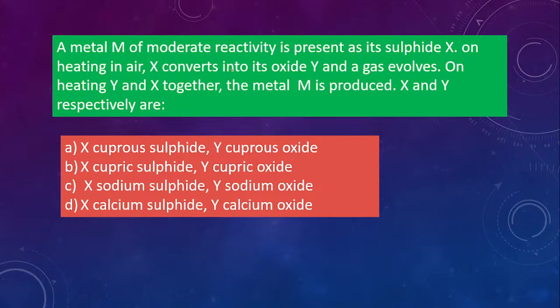On heating Y and X together, the metal M is produced. X and Y respectively are... Okay, so you have to say the answer. Whether X is cuprous sulfide, cupric sulfide, sodium sulfide, or calcium sulfide, and Y, whether it will be cupric, sodium, or calcium oxide. So what is X and Y?